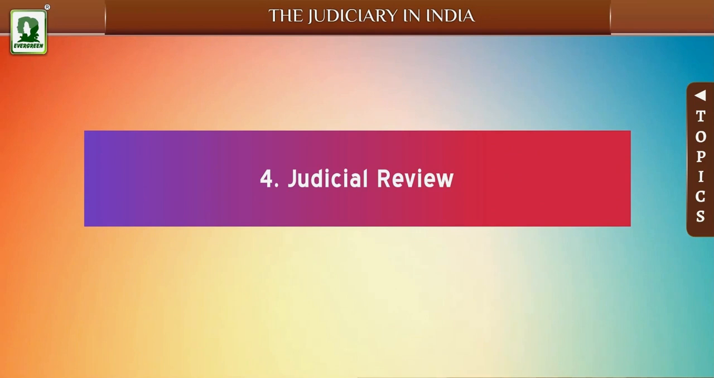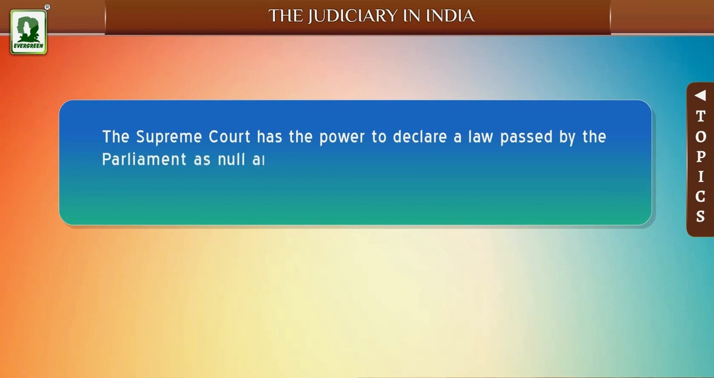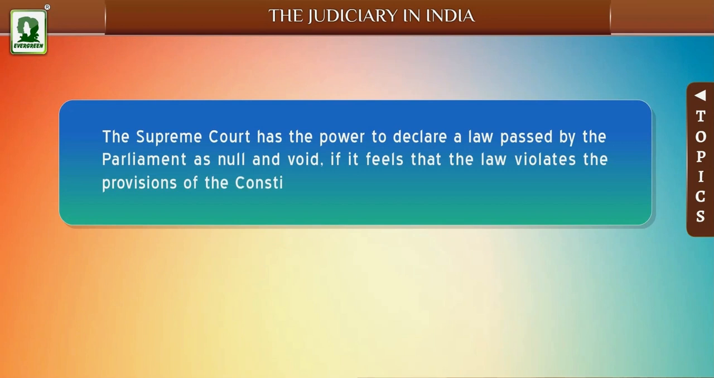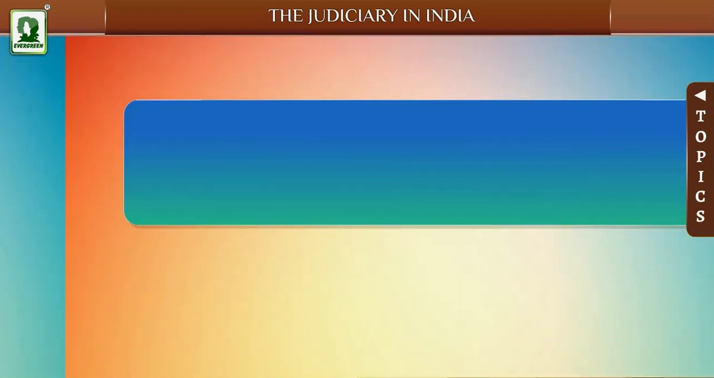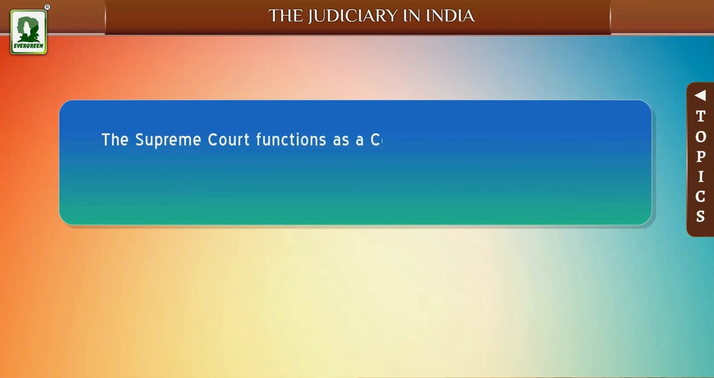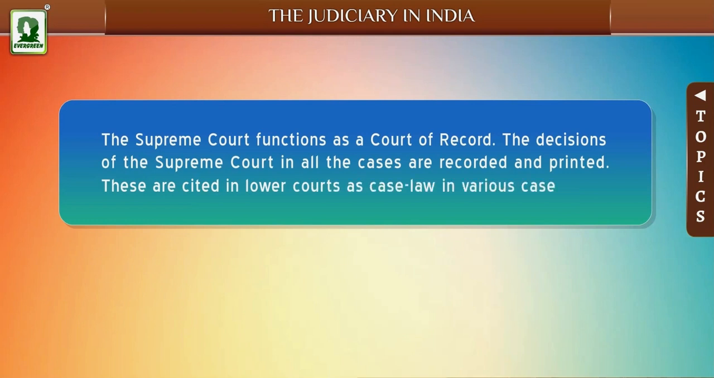Judicial review. The Supreme Court has the power to declare a law passed by the Parliament as null and void if it feels that the law violates the provisions of the Constitution. Court of Record. The Supreme Court functions as a court of record. The decisions of the Supreme Court in all the cases are recorded and printed. These are cited in lower courts as case law in various cases.